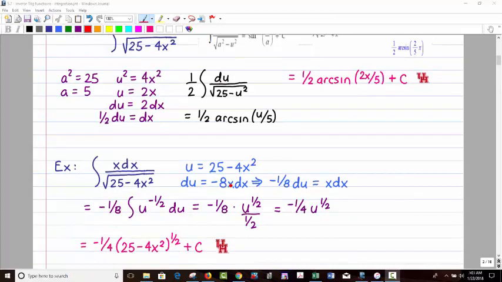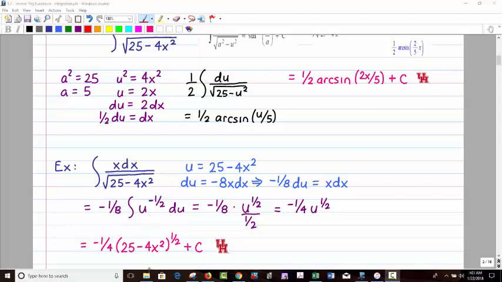So that gives you negative 8x dx, so that will give you negative 1/8 du as x dx. So that brings the negative 1/8 out here. And then now you just have, because you bring the radical up, it just makes it u to the negative 1/2. So this is strictly just a power rule. You know, u to the n plus 1 over n plus 1.